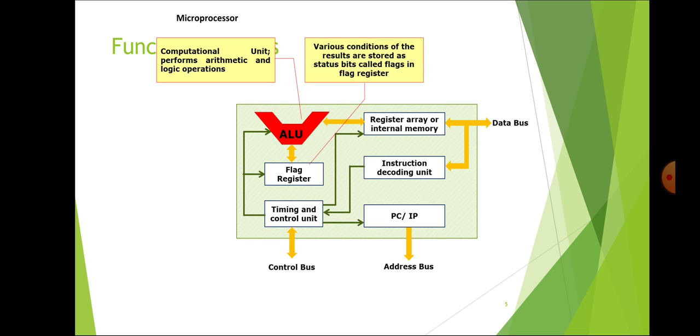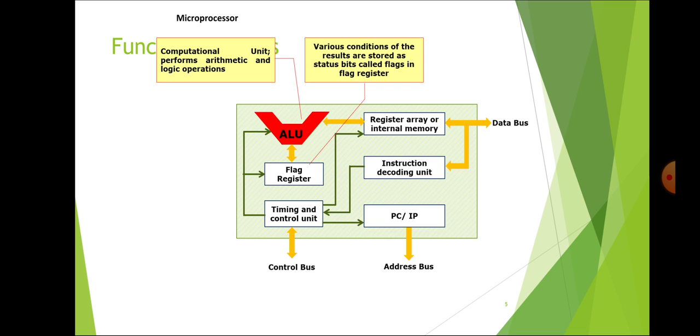Now next is the flag register. Various conditions of the results are stored as a status bit called a flag in a flag register. So there are different flag registers in the processor, and when you perform these operations in the ALU, the flag register is a special purpose register. Depending upon the value of the result after any arithmetic and logical operation, the flag bit becomes set 1 or reset 0. So whenever different operations are performed in an ALU, the flag register gets updated accordingly.